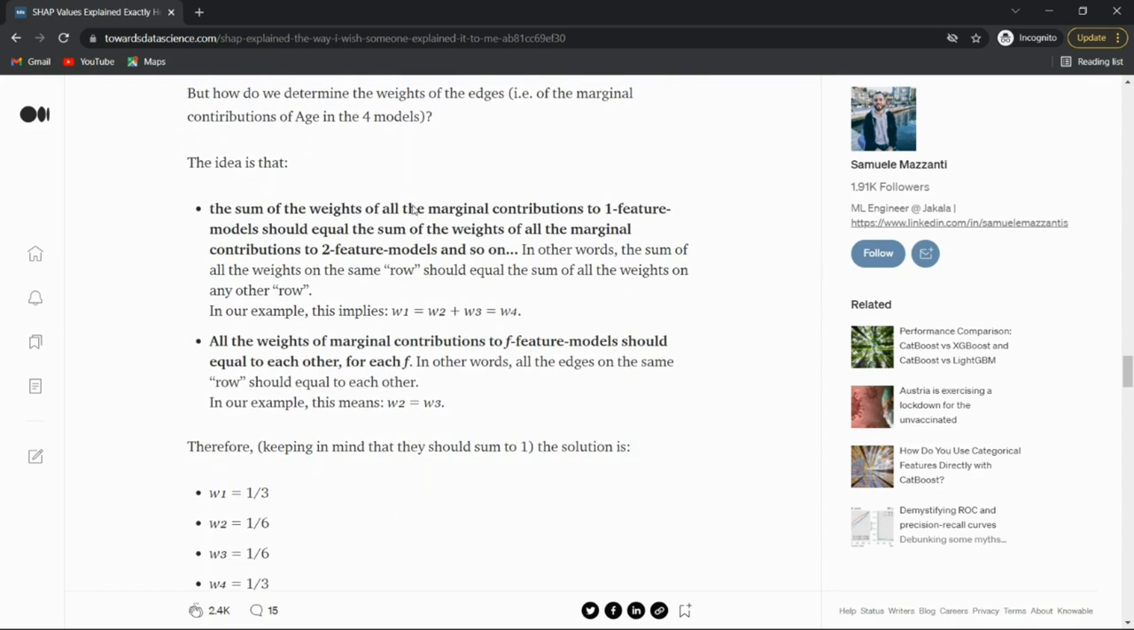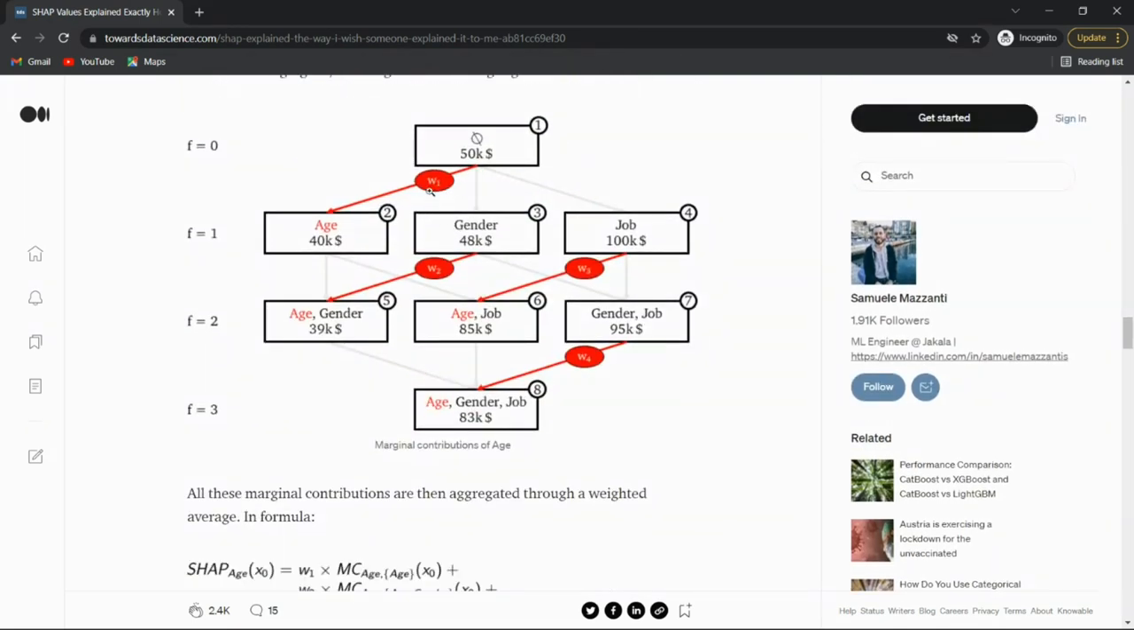To calculate the weights of the edges, we have two things. I will explain what these two mean in simple words. For any particular feature, the weights of the edges follow two rules. For any level of f, if f is equal to 0, the weight is w1. At f is equal to 1, the weights are w2 and w3. At f is equal to 2, it is w4. So w1 is equal to w4 is equal to w2 plus w3. That is, the sum of the weights of the edges associated with that feature at any feature level is the same.